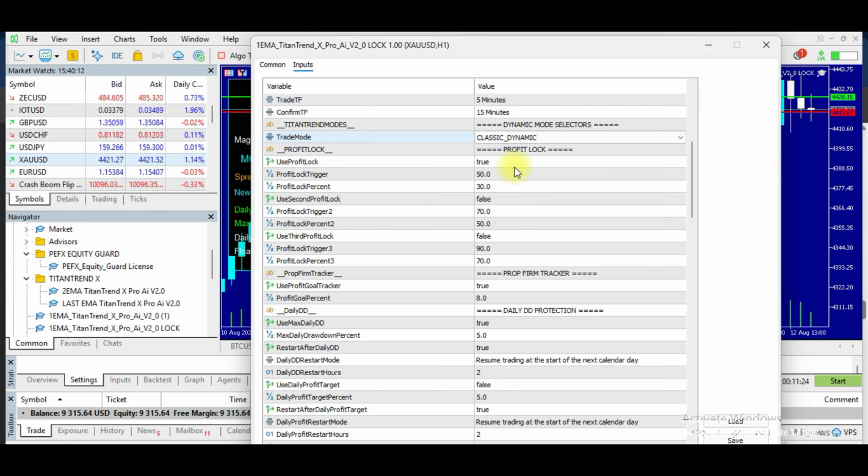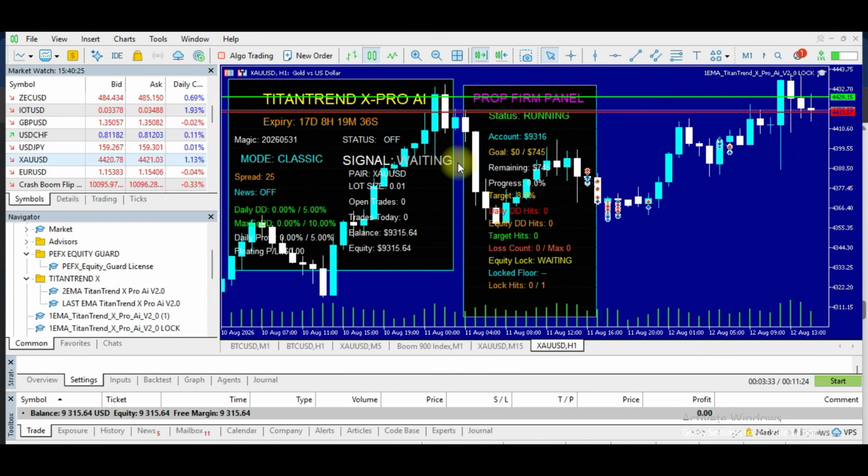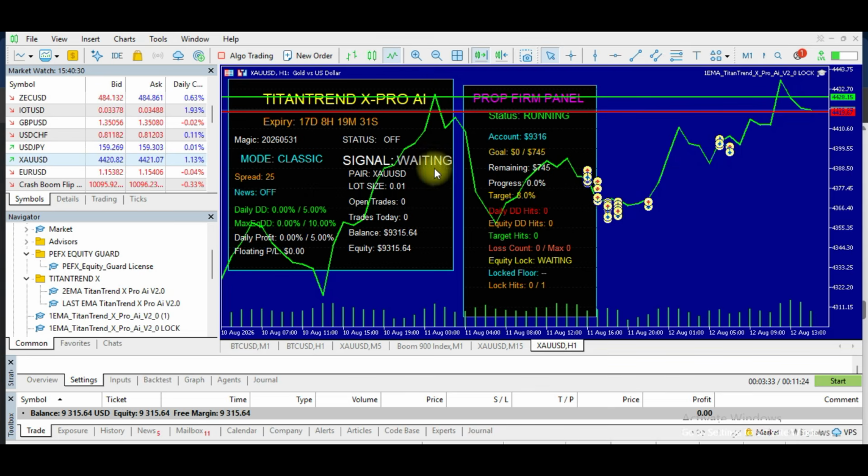Once it breaks out, the EA will automatically find a signal and wait for it. You can see here it says signal is waiting. Let me change this to line. It will not place a trade until it finds a signal. And remember, every other setting you are setting appears in this section. You can see it says status off, because algo trading is off. If I turn it on now, it will start.